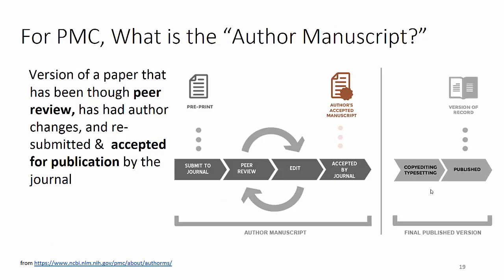Here's just another graphic about what we're talking about as far as what the author manuscript is. There could be some miscommunication and misunderstanding about this. Obviously, it's been through the peer review, it's had author changes, and it's that resubmitted manuscript. So basically the dividing line is just before the journal has done some copy editing and typesetting to make it pretty and look like the PDF that we're used to, and then it's published. It's right up until that point that we're talking about.